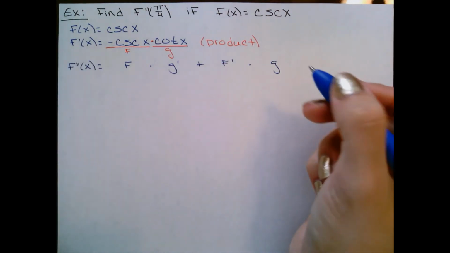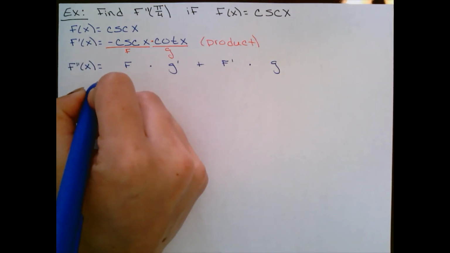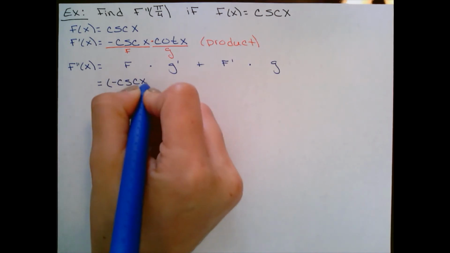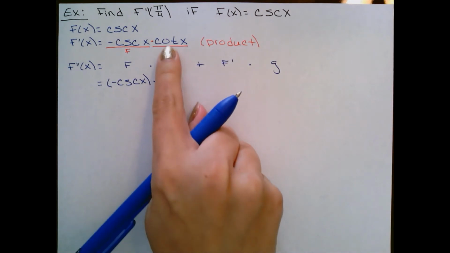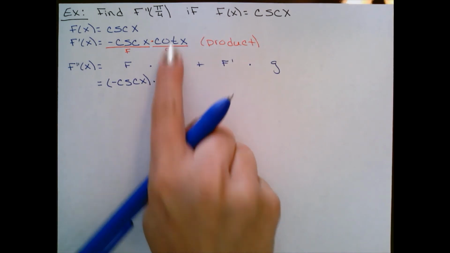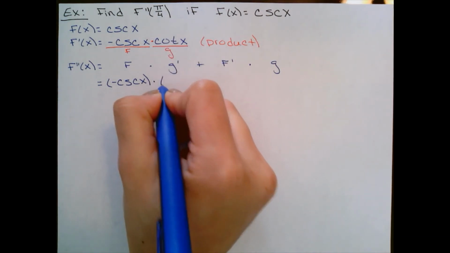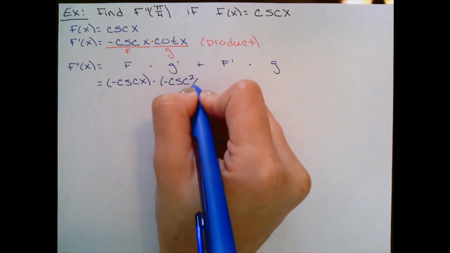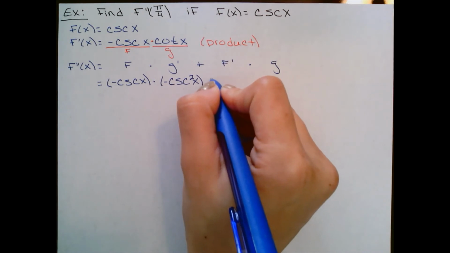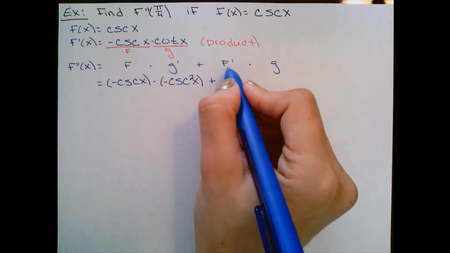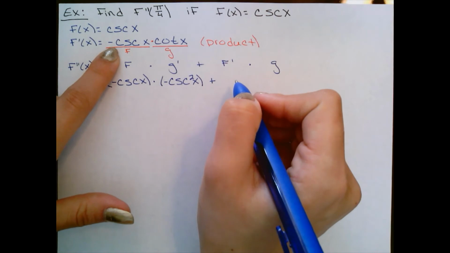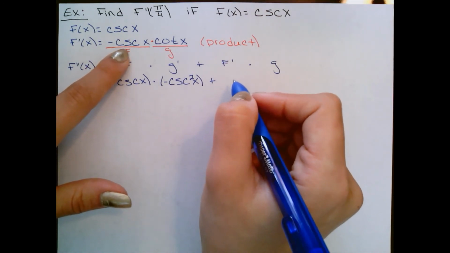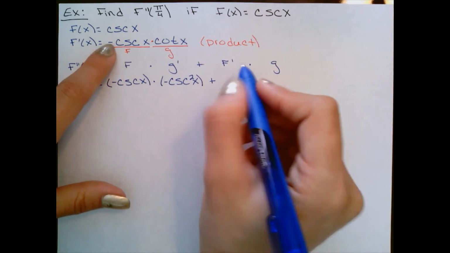So original of first, and I love putting everything in parentheses. I think it really helps everything to be clean and clear. Times derivative of the second. Well, derivative of cotangent is a negative cosecant squared of x, plus derivative of the first. Okay? Be careful with that negative. Derivative of cosecant is a negative cosecant cotangent, but I have a negative.